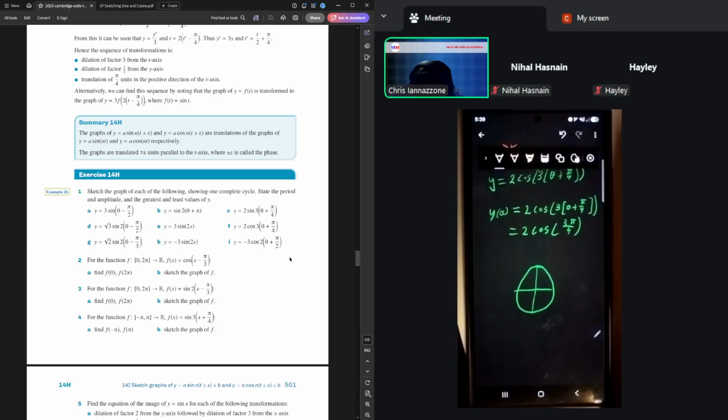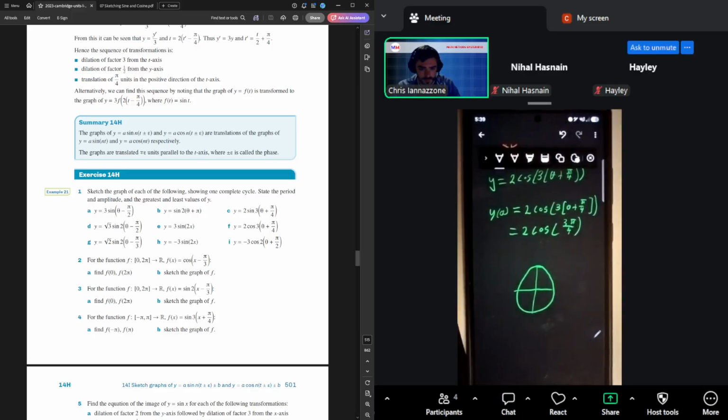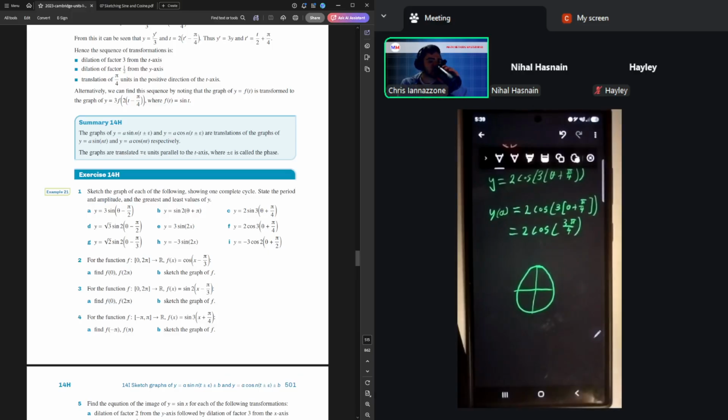Can anyone tell me what cos is at 3 pi on 4? Yeah, I think you're still having a bit of audio issues, unfortunately. I'm fairly certain you would have got it though.